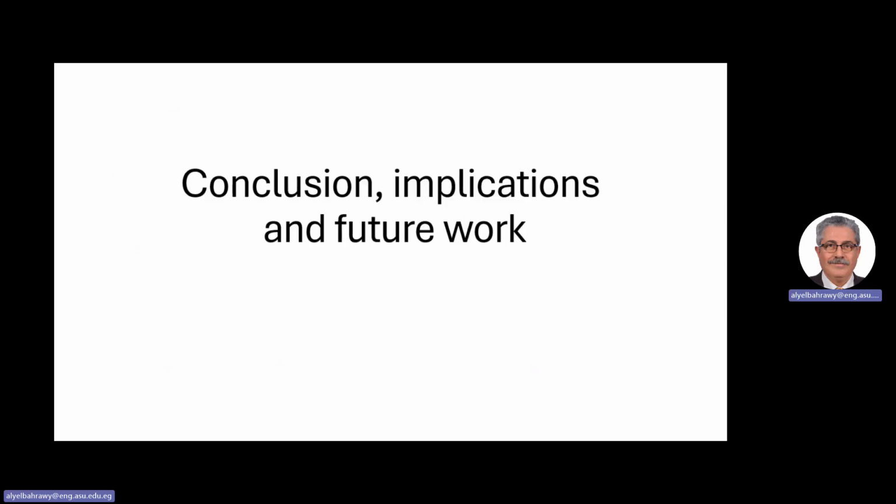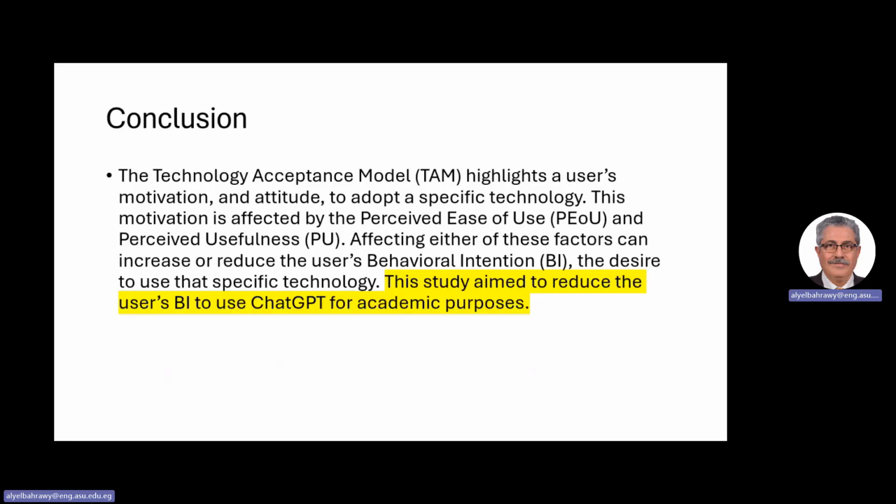Last section is conclusion, implications, and future work. The Technology Acceptance Model highlights users' motivation and attitude to adopt a specific technology. This motivation is affected by the perceived ease of use and perceived usefulness. Affecting either of these factors can increase or reduce the user's behavioral intention, BI, the desire to use the specific technology. This study aimed to reduce the user's BI to use ChatGPT for academic purposes.